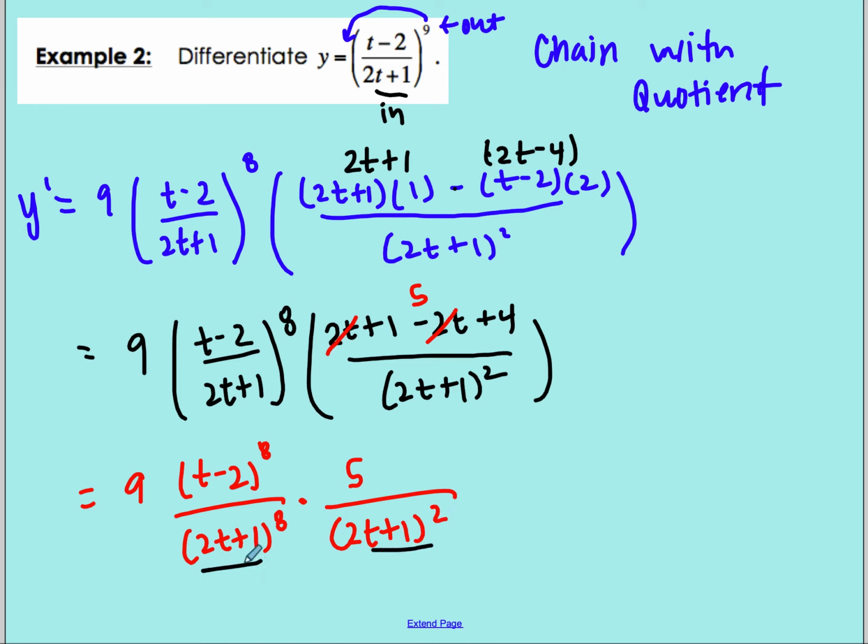In the denominator, if I were to multiply across, I can actually put those together. It'd be (2t plus 1) to the 10th. And then I can take 9 times 5. So I would have 45 (t minus 2) to the 8th all over (2t plus 1) to the 10th. And that would be my answer for example 2.